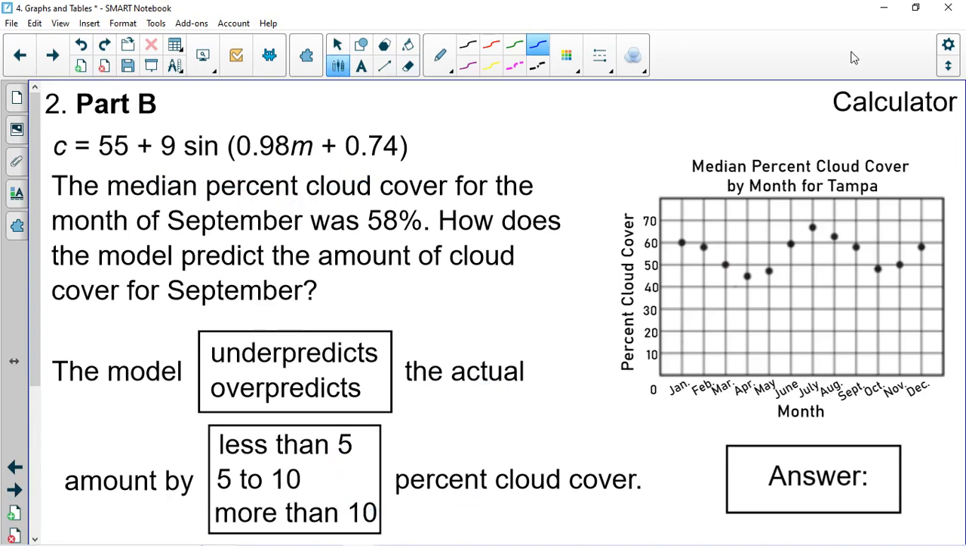Essentially, what we need to do in this problem is compare two things. We have to compare the actual median percent cloud cover of September, which was 58%, and compare that to, okay, what is this model, what is this equation predicting it's going to be for September? Now, this might look kind of intimidating if we had to do it by hand, but fortunately, this is a calculator question. So, a graphing calculator is going to make our lives a whole lot easier.